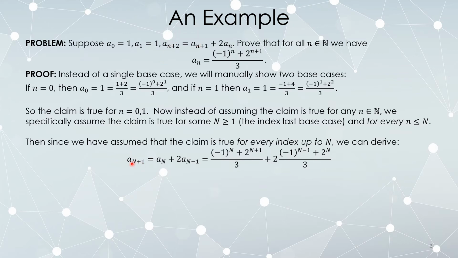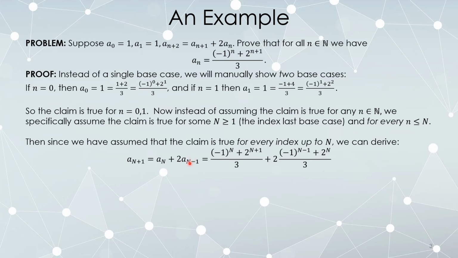So here I have index capital N plus 1 because this is the next term I want to derive something about. Our recursive formula tells us that a term of the sequence is the one before it plus 2 times the one before that. So a sub capital N plus 1 is the term before it, a sub capital N, plus 2 times the one before that, a sub capital N minus 1.